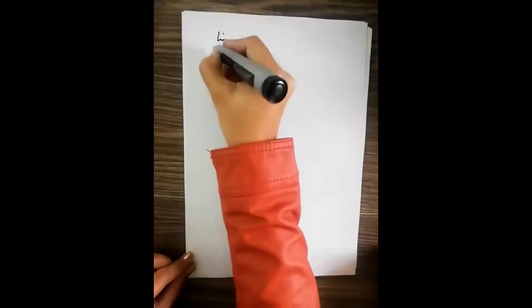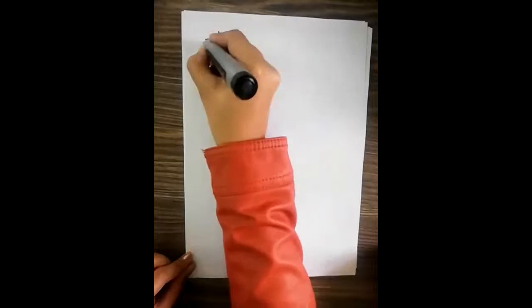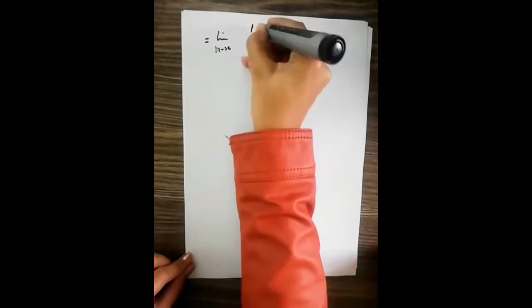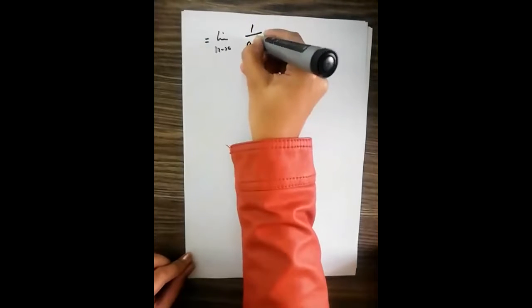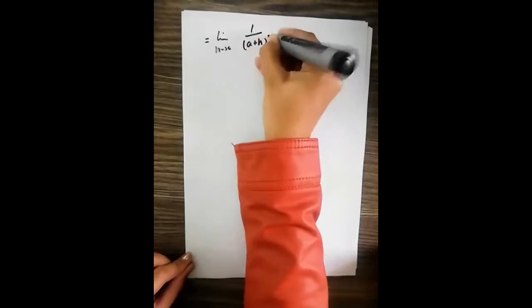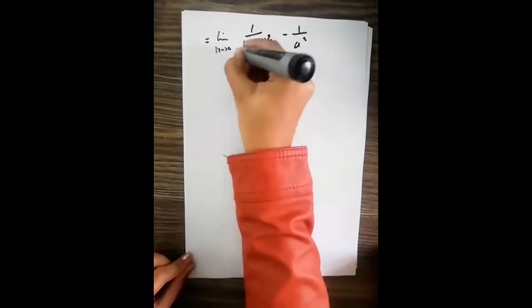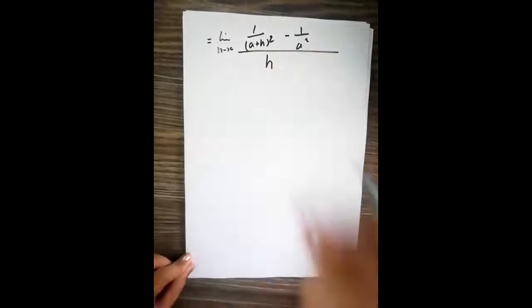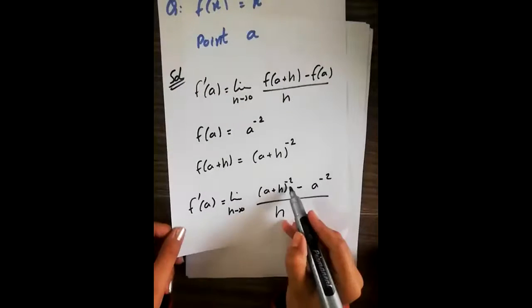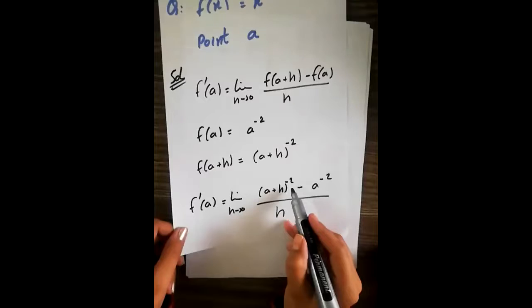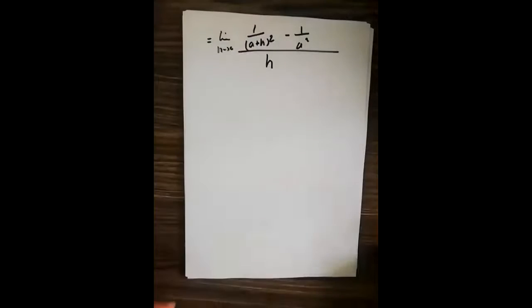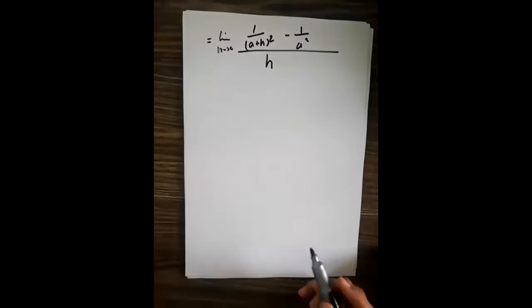limit h approaches to 0, 1 over A plus h raised to power 2 minus 1 over A raised to power 2 whole divided by h. The powers are with negative sign. To make them positive, we can write it like this.